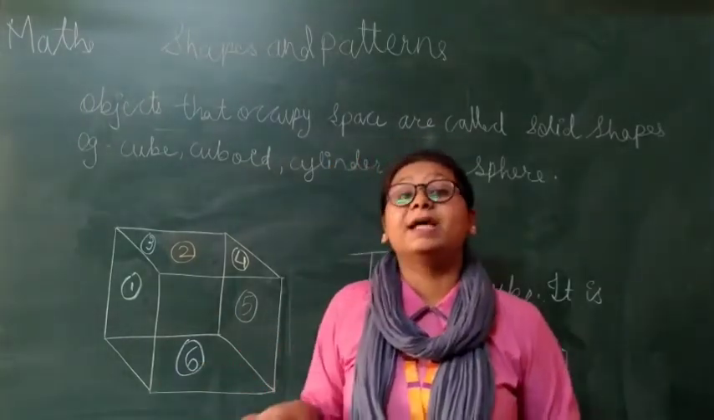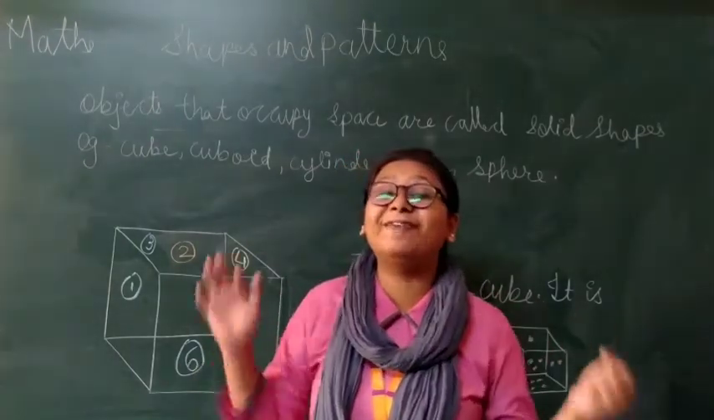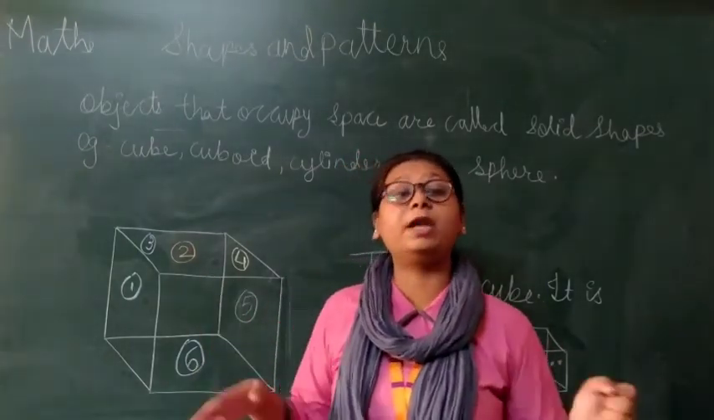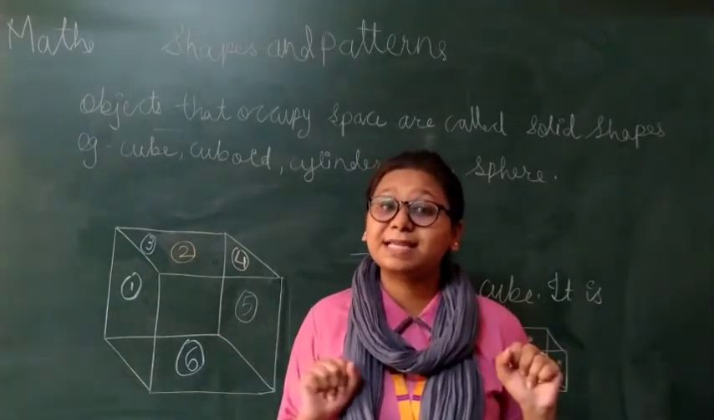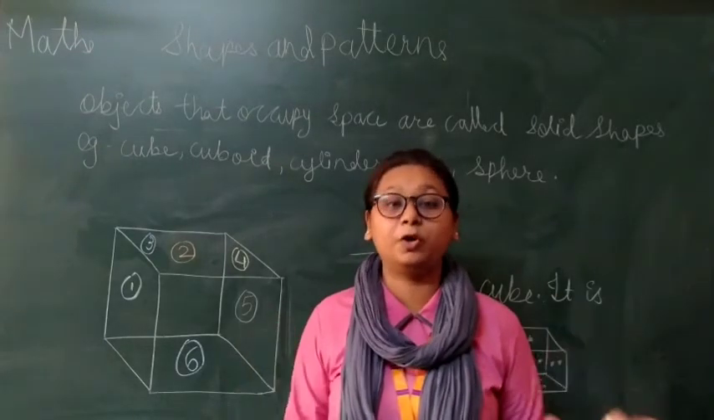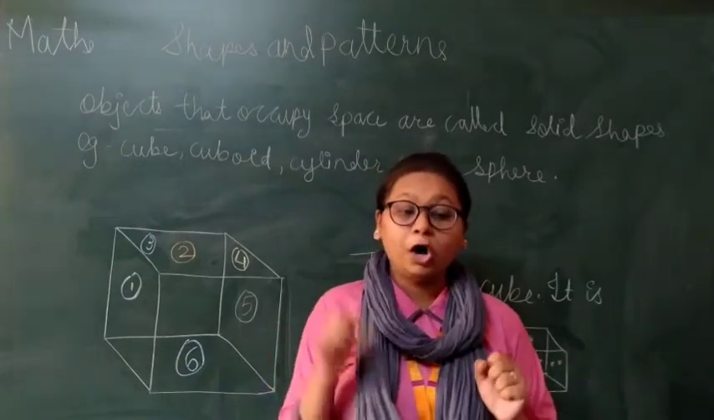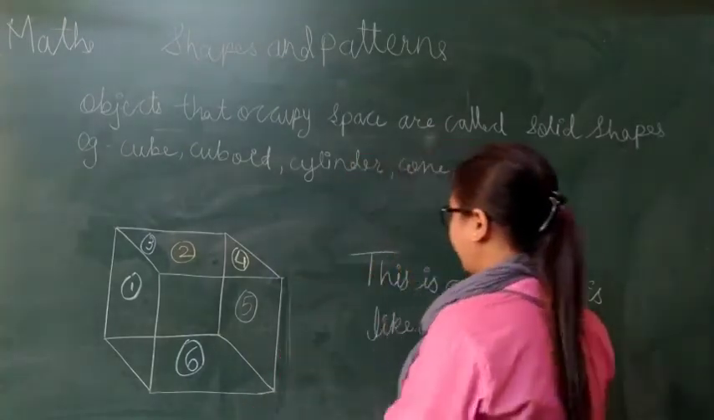Now students, the outer side of the cube which you can touch is known as a face. What is it known as? It is known as a face. How many faces does a cube have? It has 6 faces, okay students? The cube has 6 faces. All the faces of the cube are of equal length, okay?